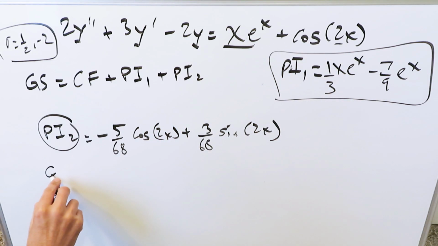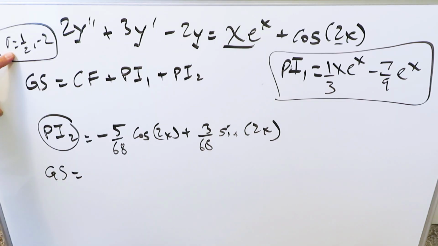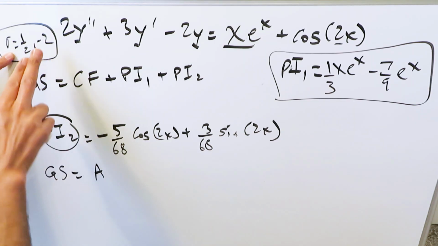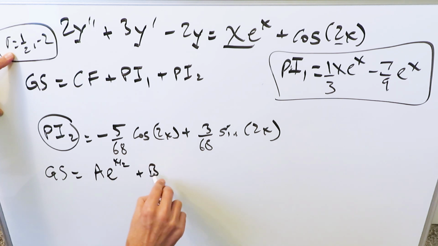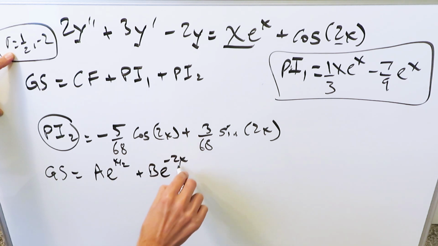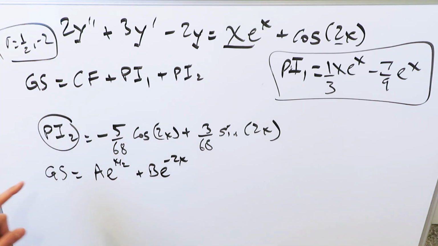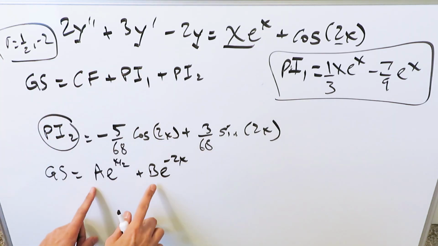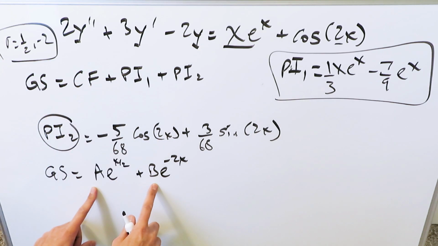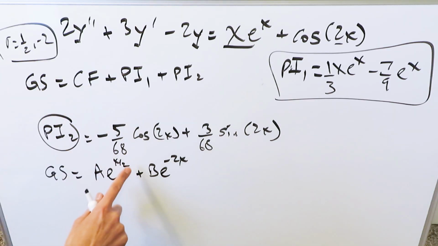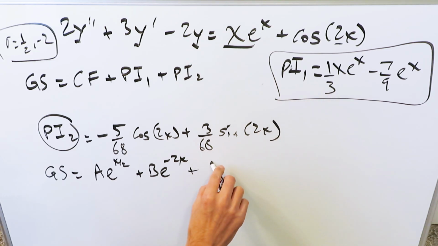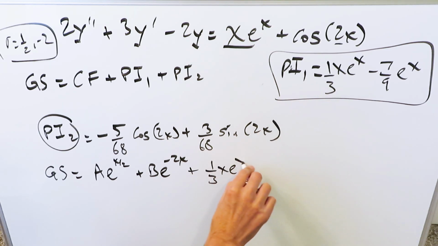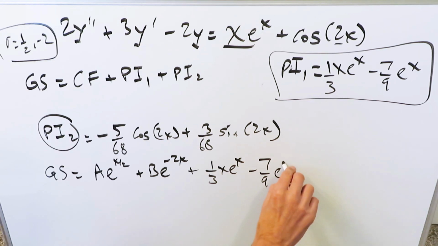Let's publish our answer. Our general solution is equal to, remember the template for these roots. You have two real roots. It'll be a e exponent x over 2 plus b e exponent minus 2x. You have two solutions here. You have a second order differential equation, therefore you must have two arbitrary constants, and we have that. Here's our complementary function. Let's bring in our particular integral 1. I have here a 1 over 3x e to the x minus 7 over 9 e exponent x.